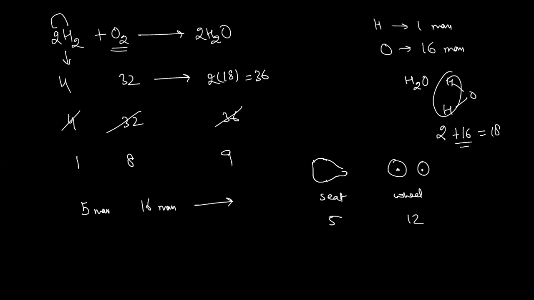6, because one cycle has 2 wheels. So only 6 cycles can be formed. Yes. But for 6 cycles you need 6 seats, and you have only 5 seats. So the complete cycles formed will be only 5.